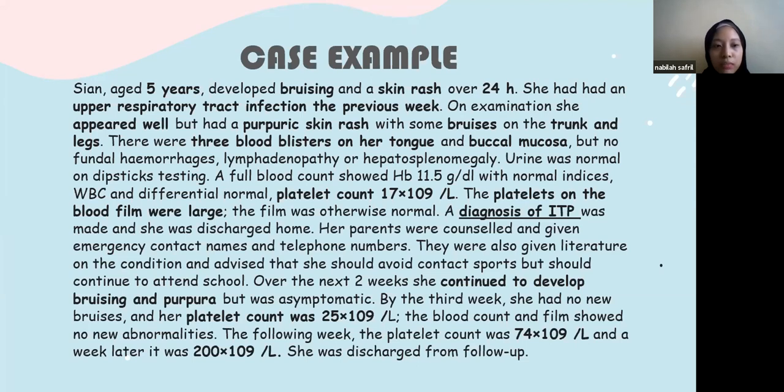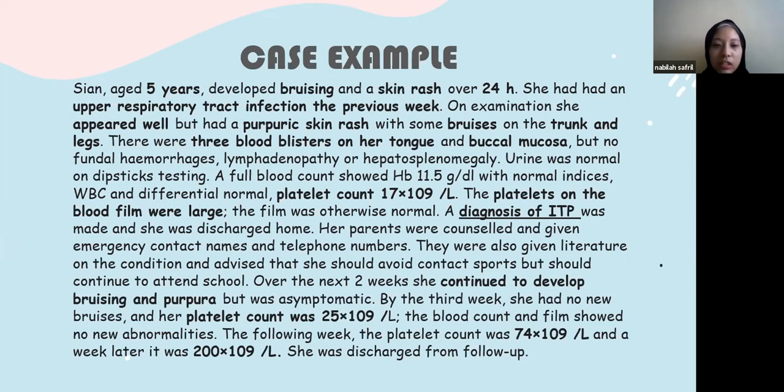Urine was normal on stick testing, meaning there's no hematuria, and a full blood count showed hemoglobin of 11.5 with normal indices, white blood cells normal, and platelet count is 70, meaning it's low. The platelets on the blood film were large, the film was otherwise normal. A diagnosis of ITP was made and she was discharged home. Her parents were counseled and given emergency contact names and telephone numbers.